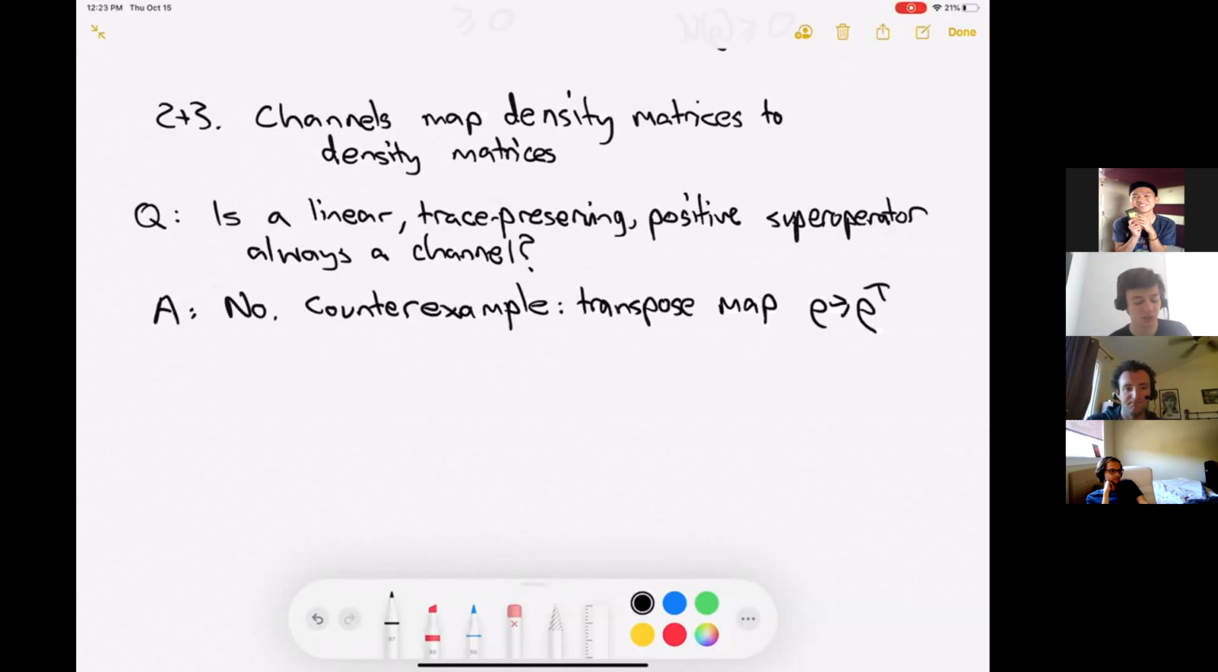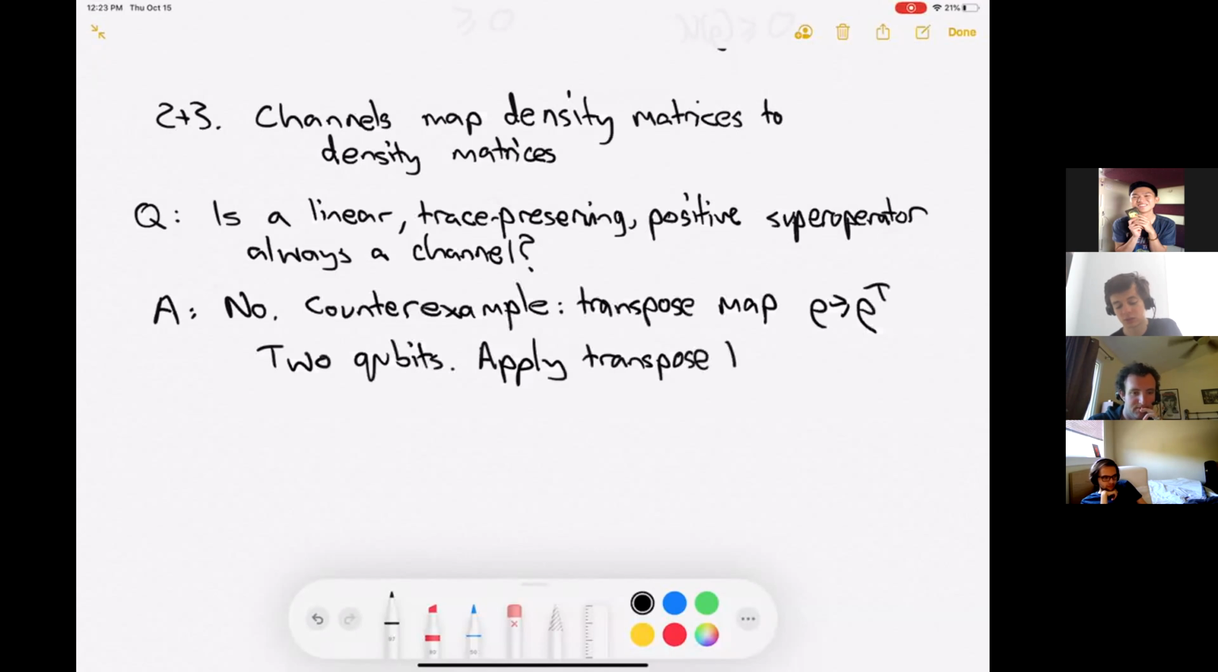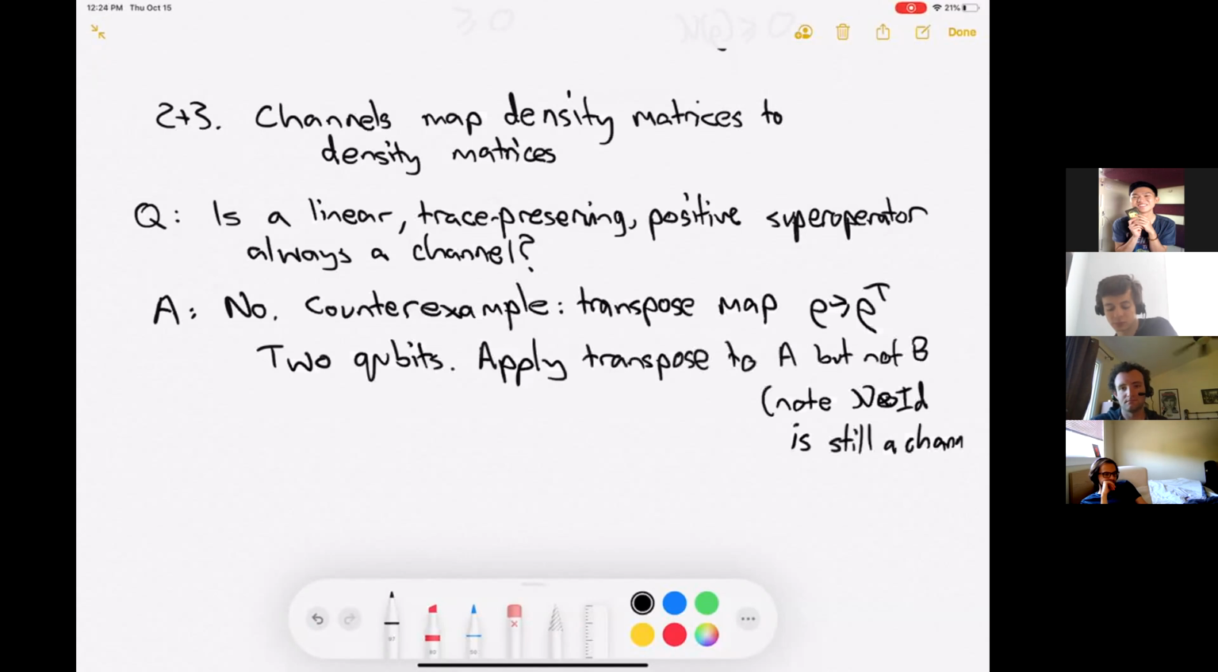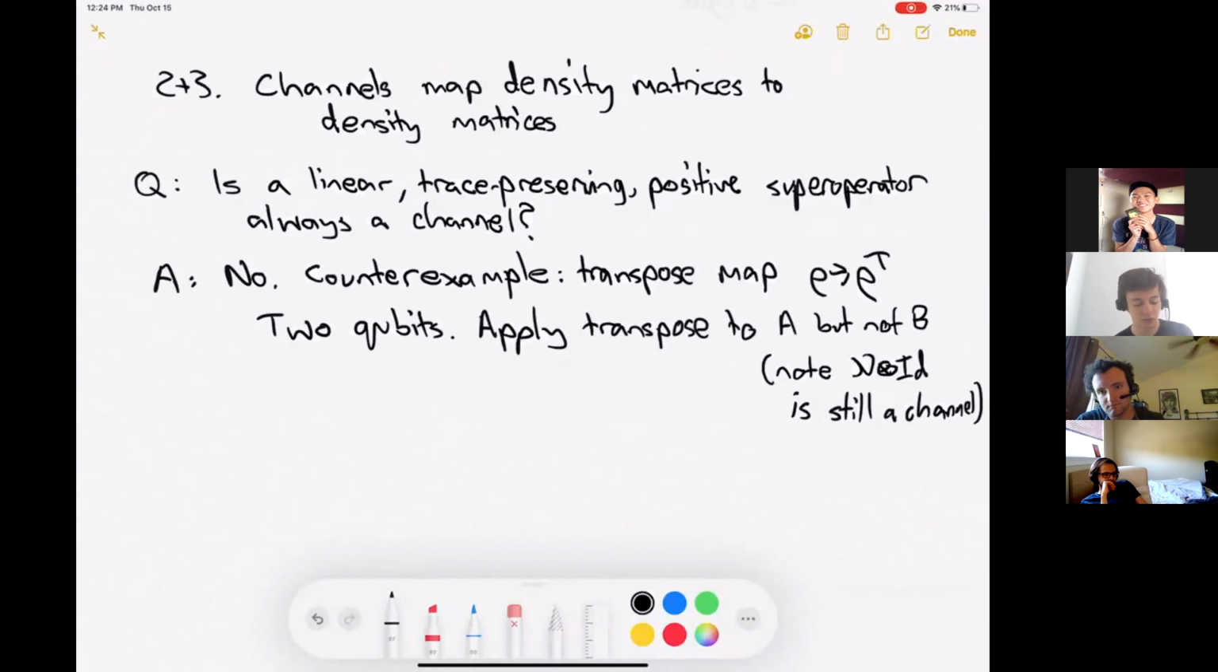So why is this? How do we know this is not a channel? Well, let's imagine we have a state of 2 qubits, and we're going to apply transpose to qubit A, but not B. If we had some channel and then tensored it with some extra Hilbert space that we did nothing to, we applied the identity to, that would definitely still be a channel. You can check this very easily using the Kraus or Stinespring representations. But if we take the transpose and tensor it with the identity, and then apply it to the Bell state, phi plus.